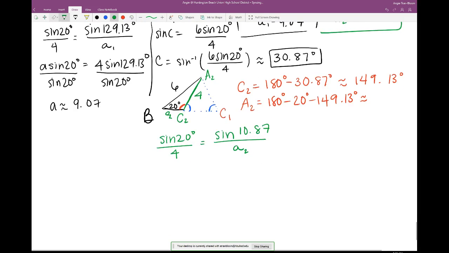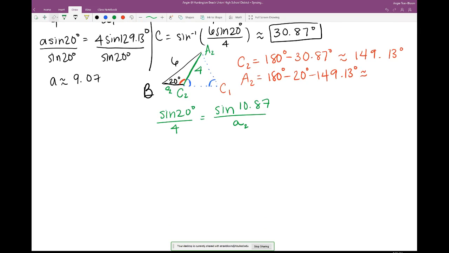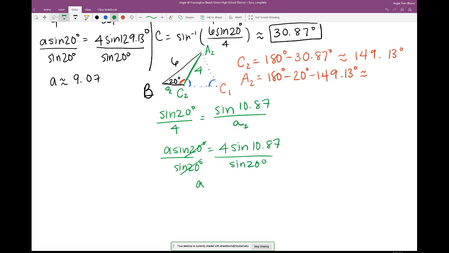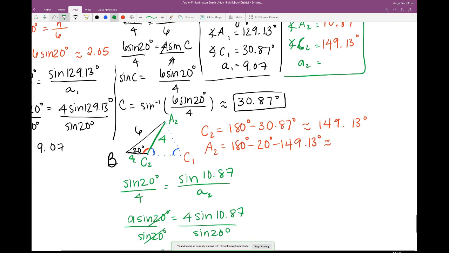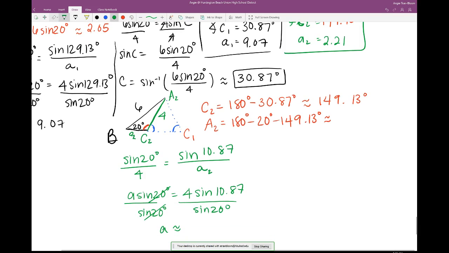Okay. Now I'm just going to cross multiply. So now I'm going to get a times sine of 20 degrees equals 4 times sine of 10.87. Divide both sides by sine of 20 degrees. Okay, so a is about. So punch that in, let me know. What is it? 2.21. Is that right? Okay.